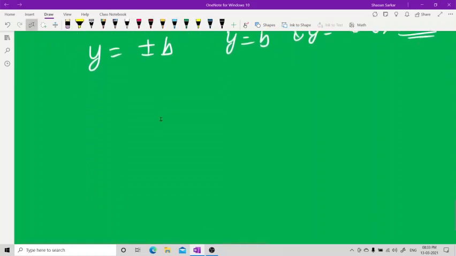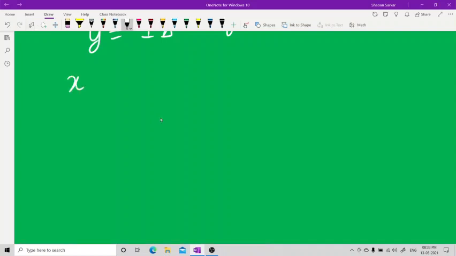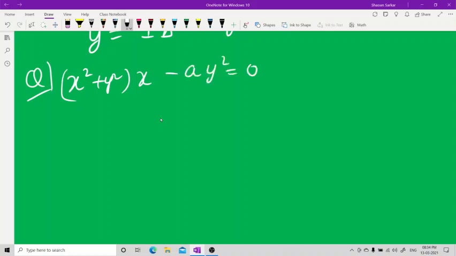Let us take one more example. Let us take the question x square plus y square into x minus a y square equal to 0. Now let us multiply inside first: x cube plus y square x minus a y square equal to 0.